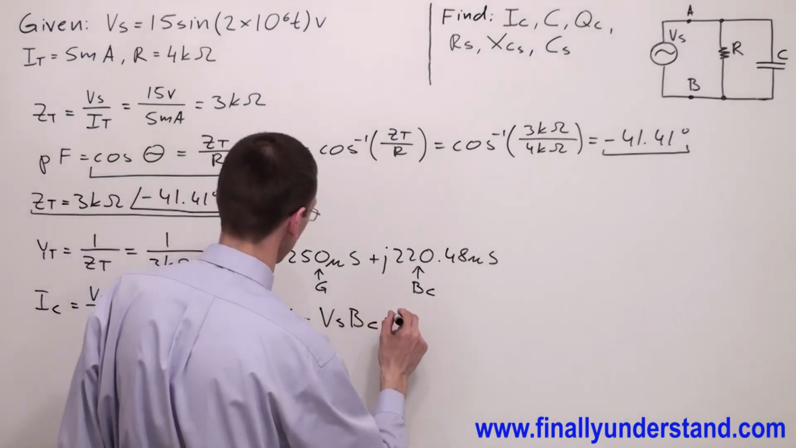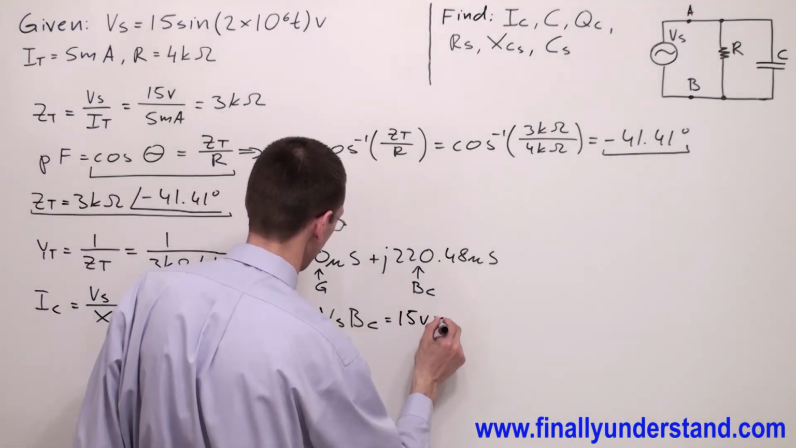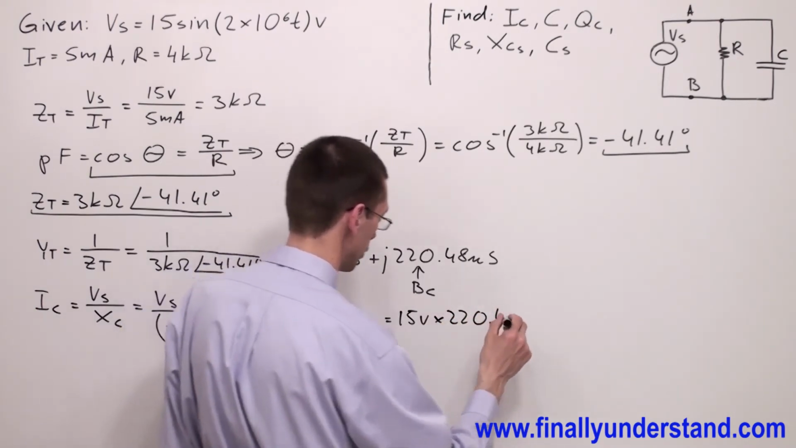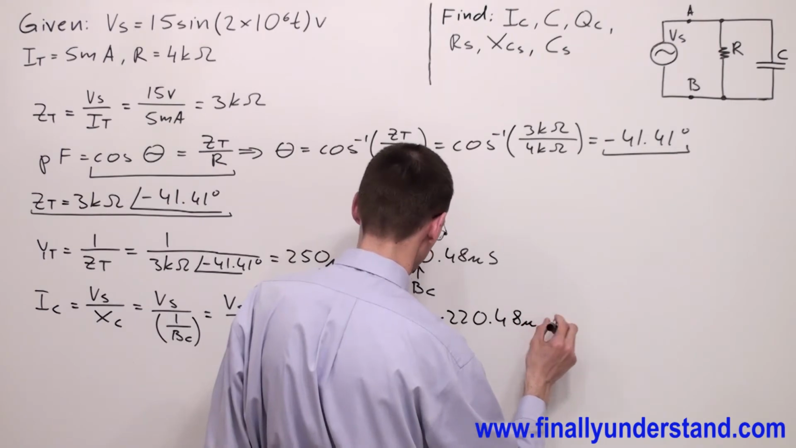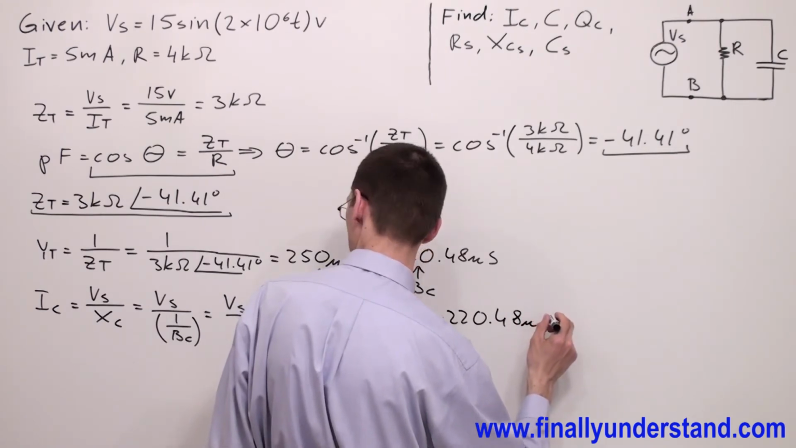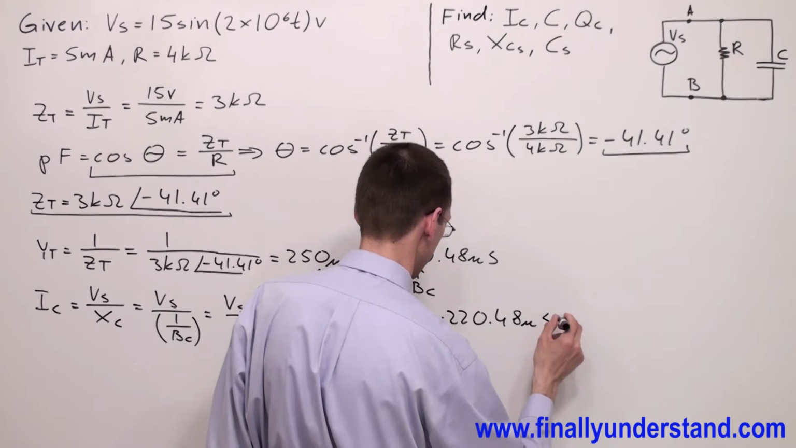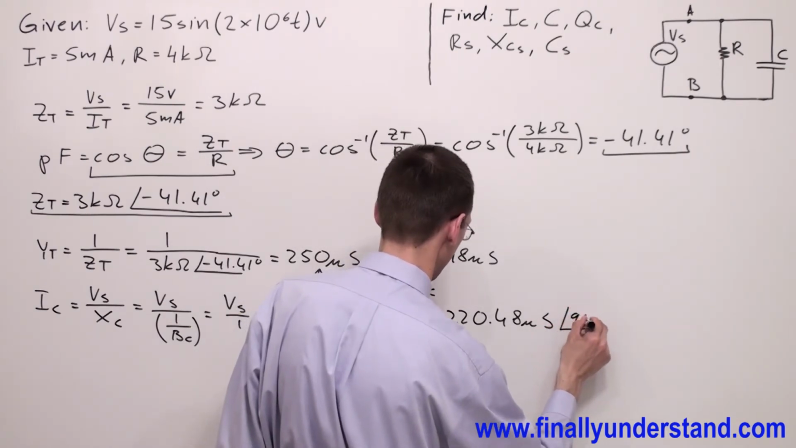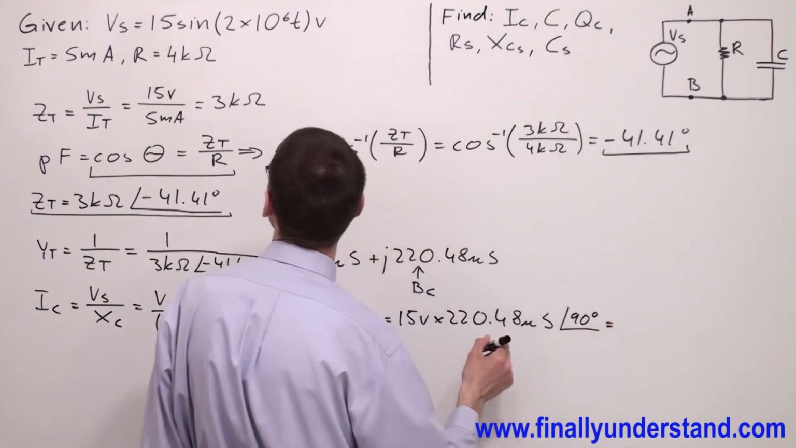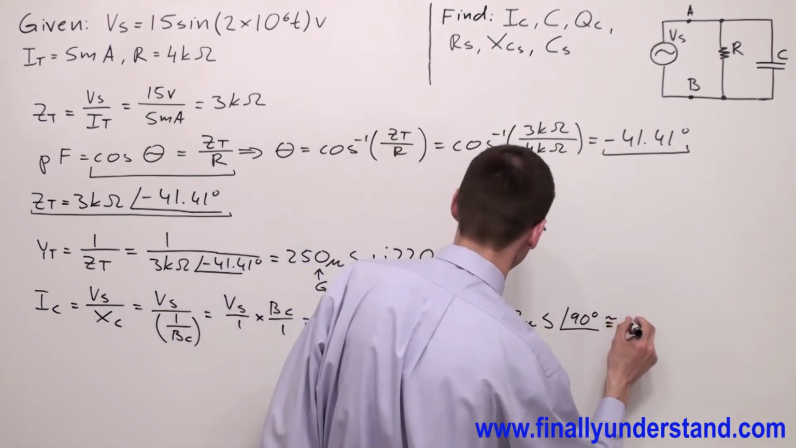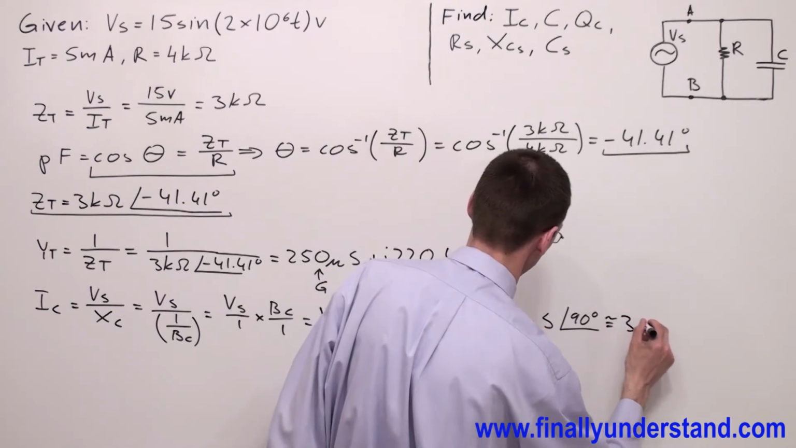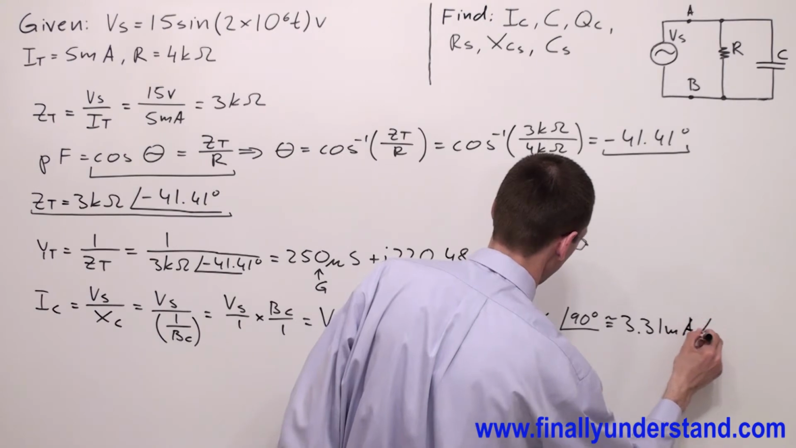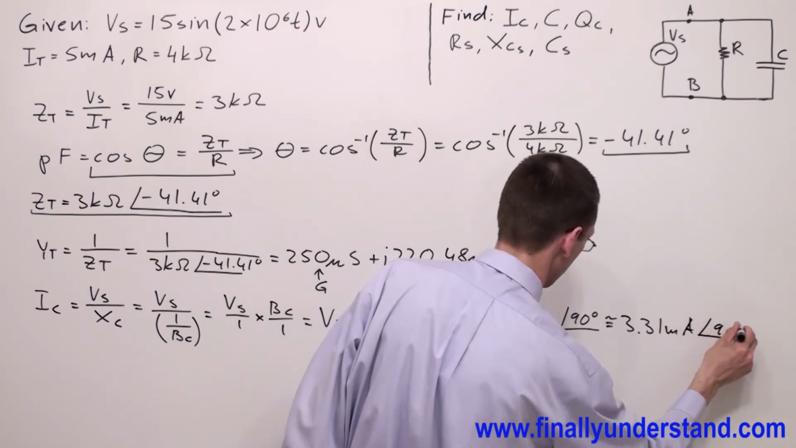I have 15 volts times 220.48 microsiemens, right? And I'm supposed to add angle of 90 degrees. I'm supposed to get the value approximately equal 3.31 milliamps and angle of 90 degrees.